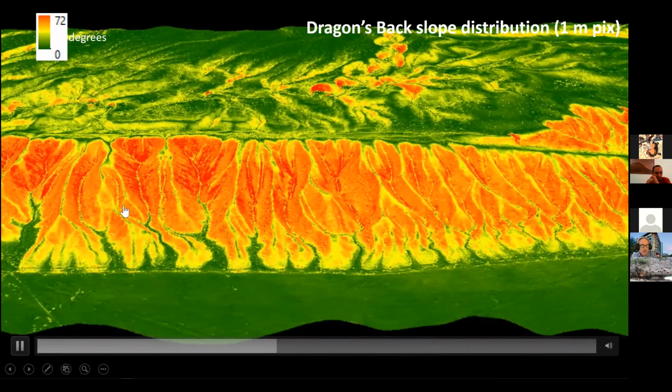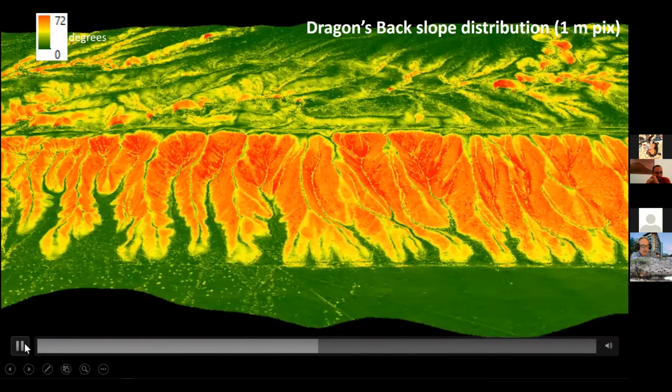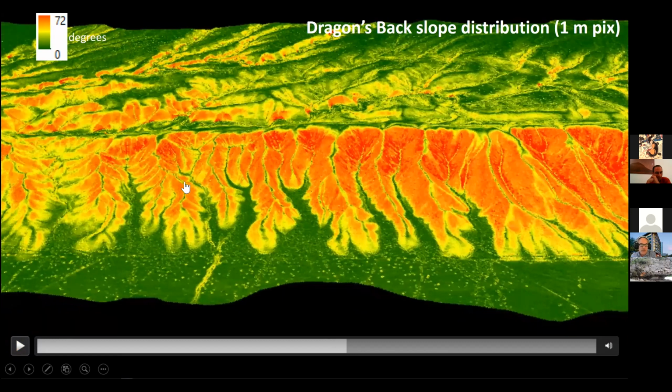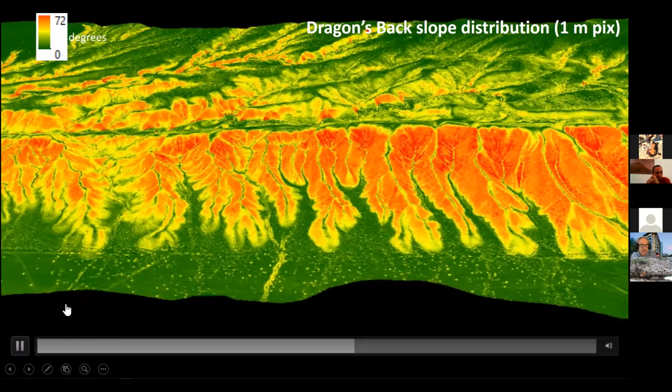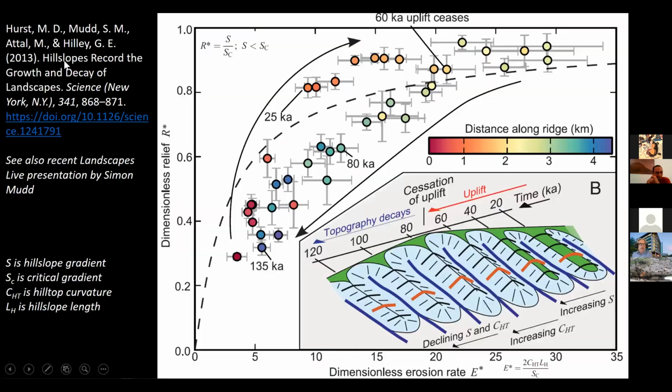And then as we move along, we see that the overall system is sort of relaxing. And as we get to the far end, or the older end, we see that the ridges are widening. Again, the curvature of the ridge tops is diminishing, but also the walls of the valleys are decreasing in their steepness. This was something that was recognized and published in a paper from 2013 by Hurst et al., and also recently rejuvenated in a Landscapes Live presentation by Simon Mudd.